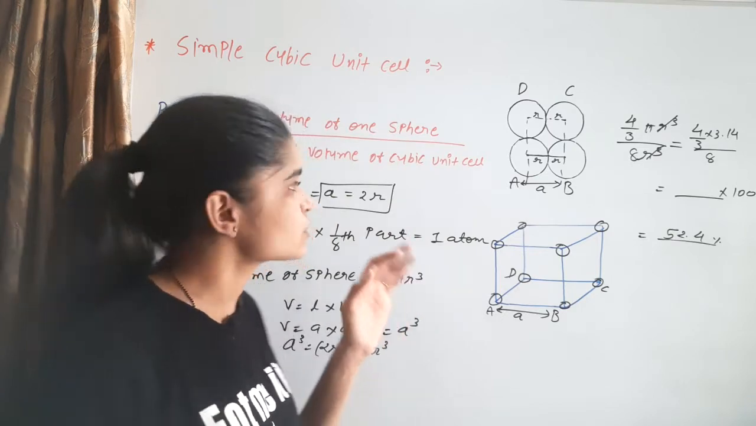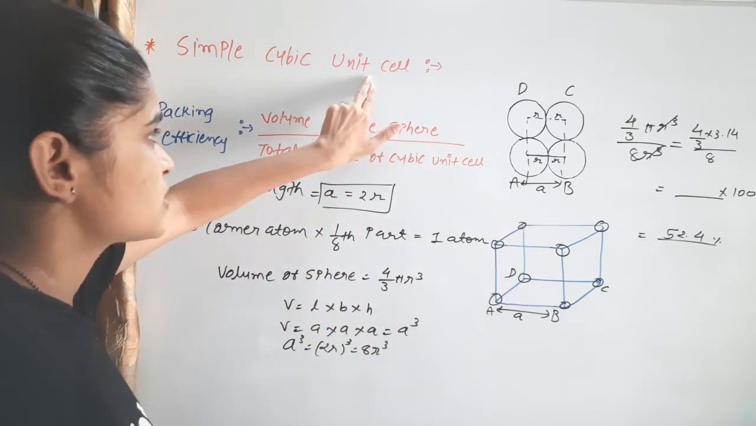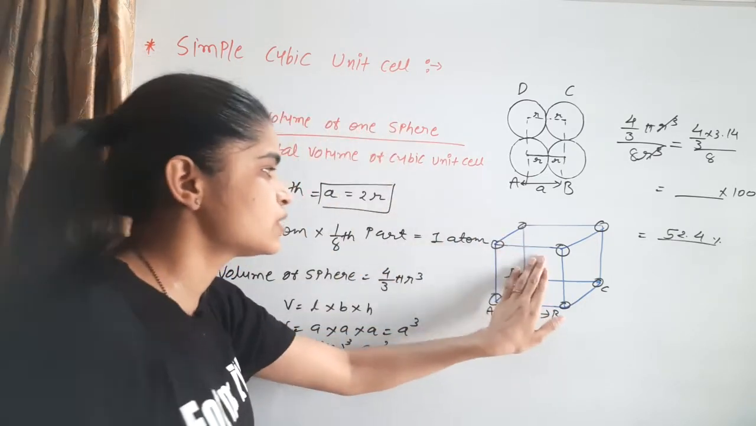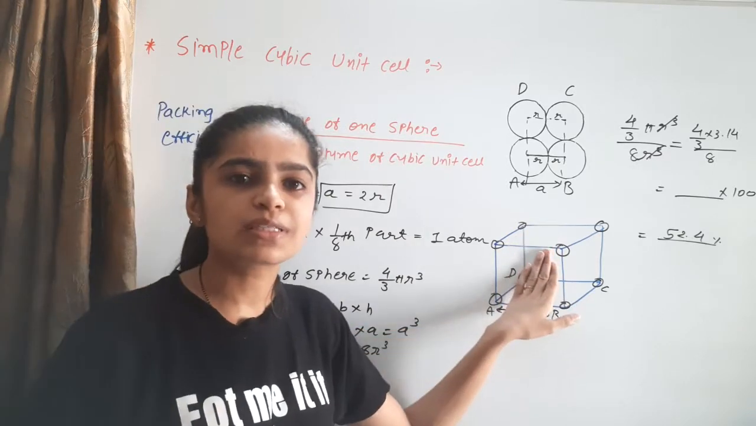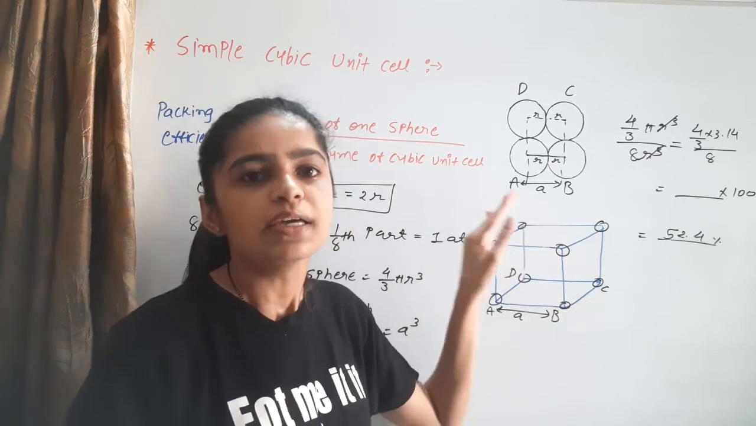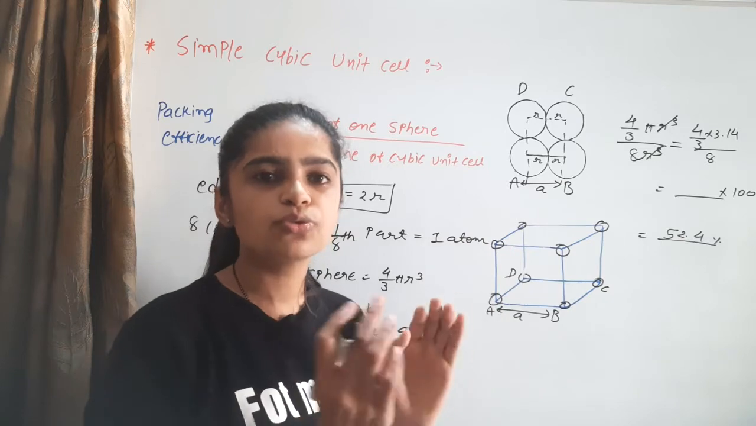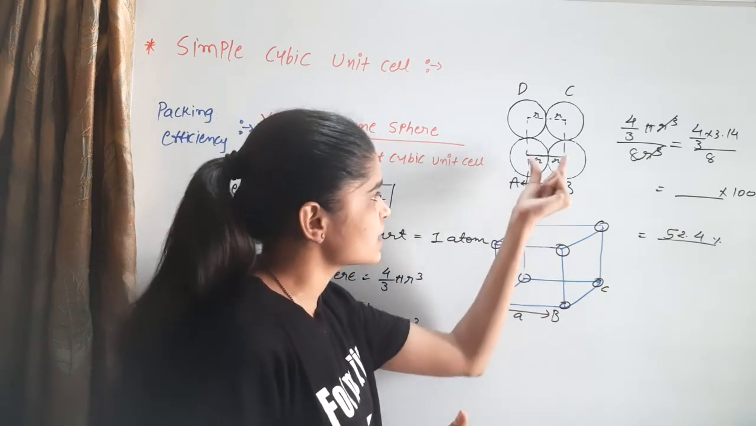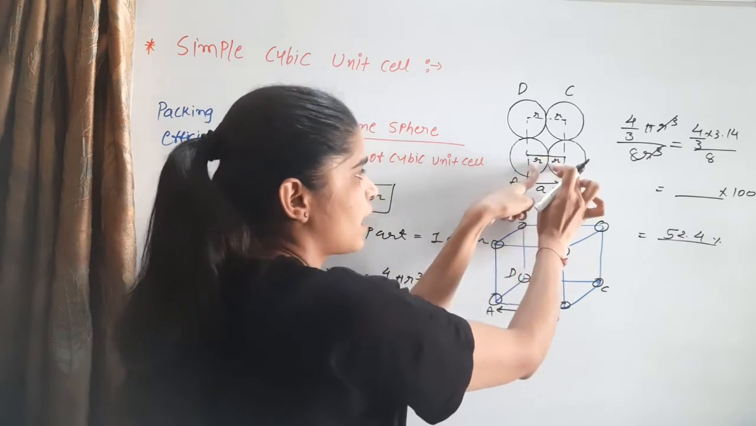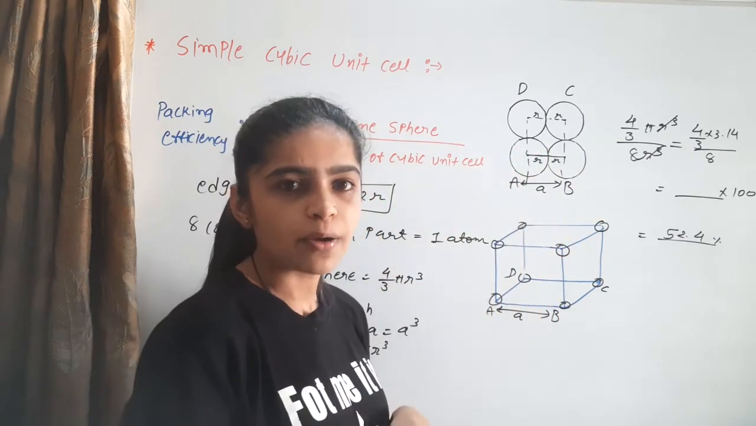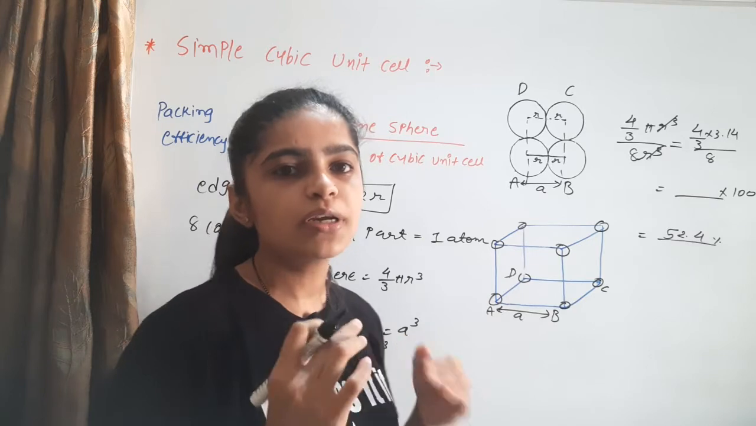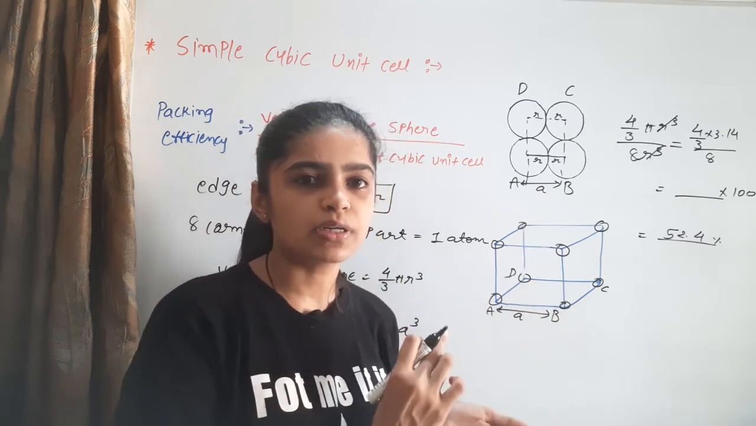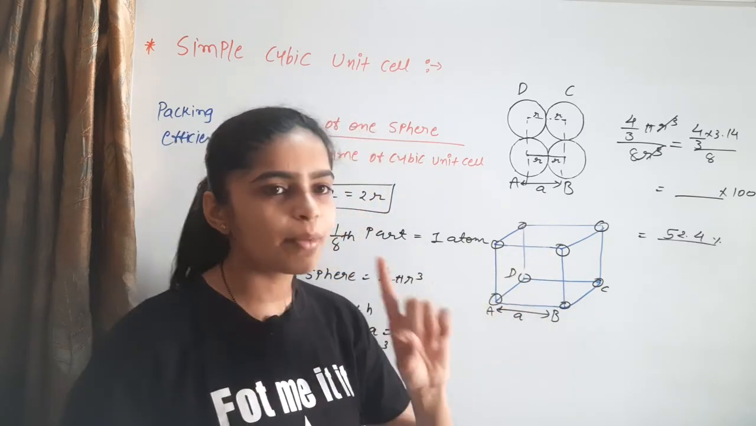That way we discussed the simple cubic unit cell. First consider the simple cubic unit cell. In the simple cubic unit cell, 8 corner atoms are present. These 8 corner atoms are touching each other, and its edge length is a. Edge length a is equal to r and r, so this is 2r. Then find the number of atoms present per unit cell. In the unit cell, the number of atoms is 1.